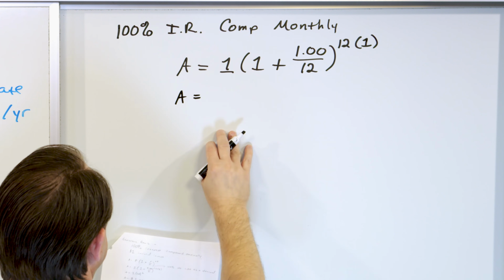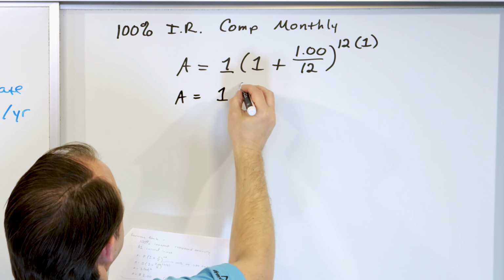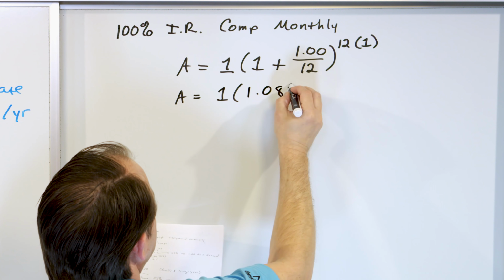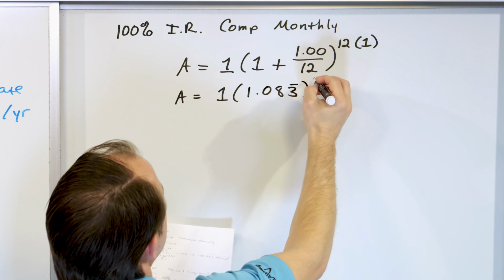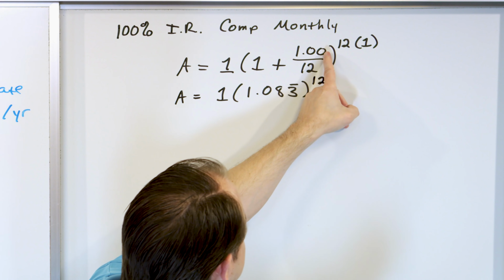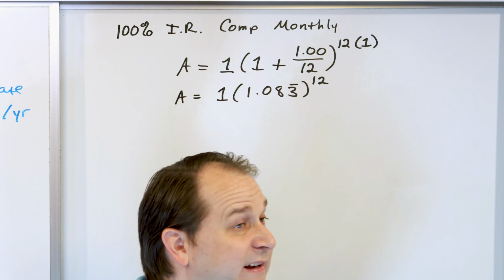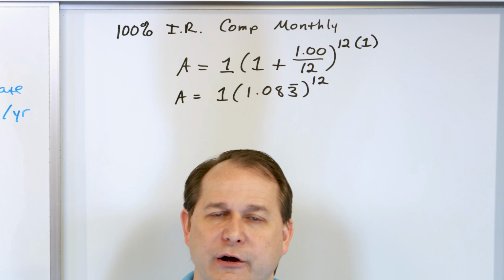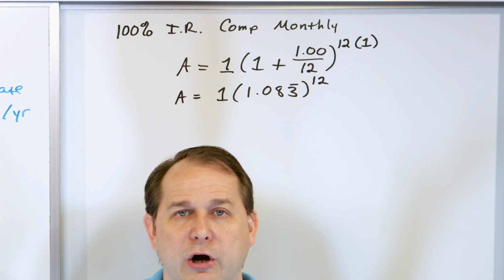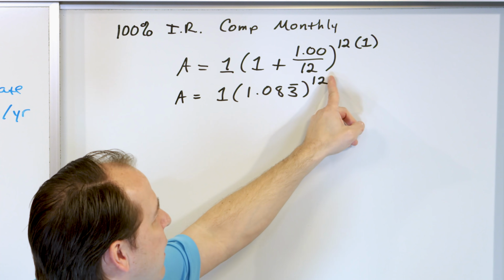So what am I going to have? I'm going to have 1. When you do the division here and add 1, you'll get 1.083 with a repeating decimal on the 3 raised to the power of 12. So you see what's happening? I took my 100% interest, but I chopped it up into 12 pieces because I'm going to actually compound it 12 times per year. So I take that 100%, but I split it into 12 equal parts, and I give that to you 12 times.